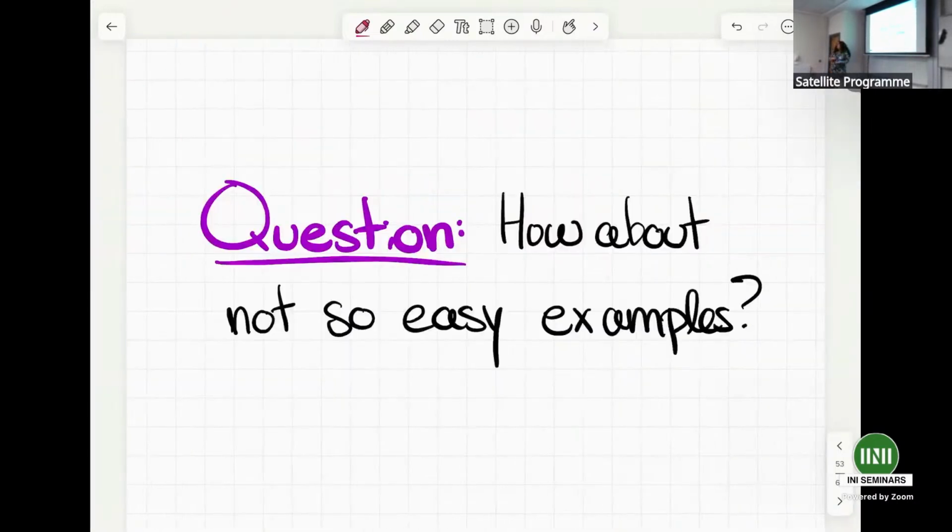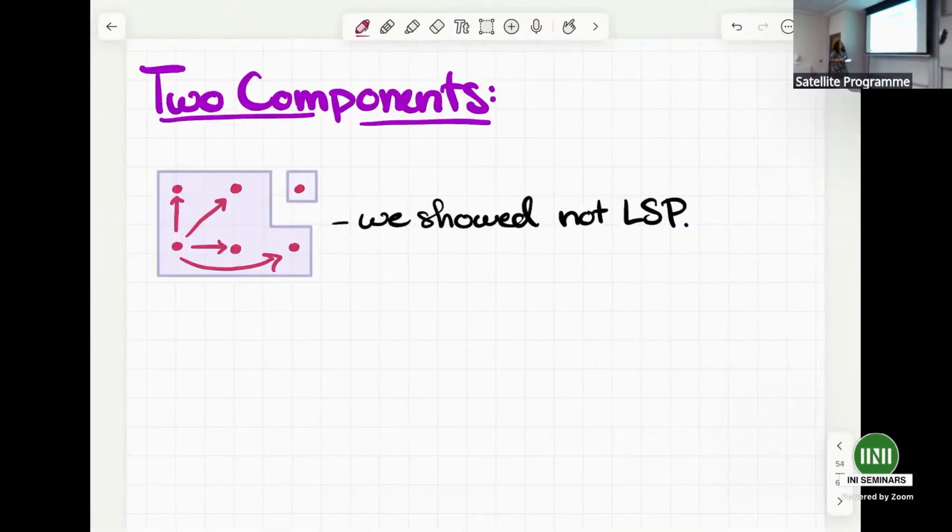So how about not so easy examples? Well, we could think about this thing. We just showed that this was not LSP, and now I have these boxes around them. It's not like Sophia's talk. We're not talking about weak factorization stuff, or weak equivalences. It's just these are the connected components.